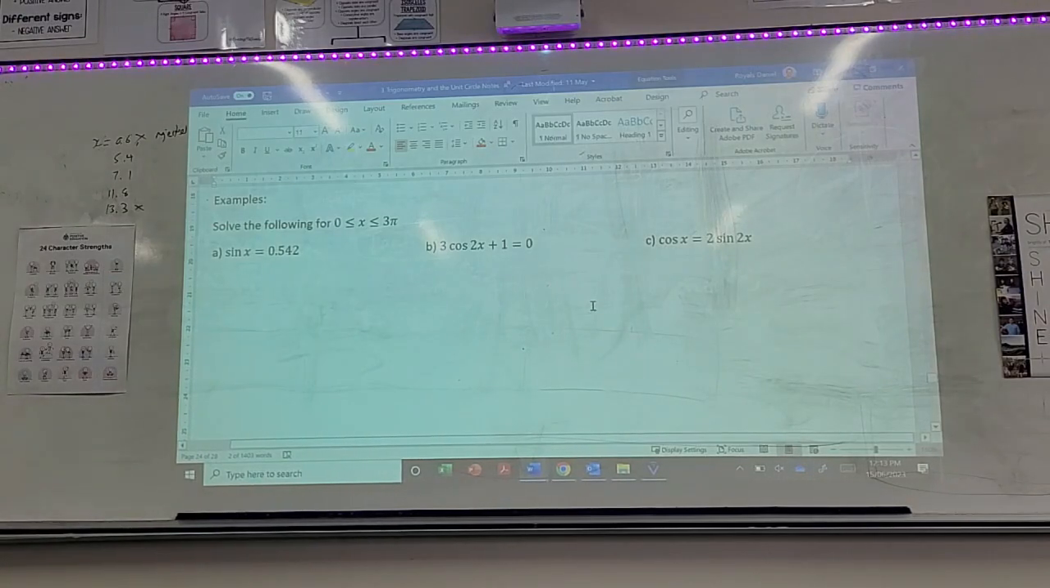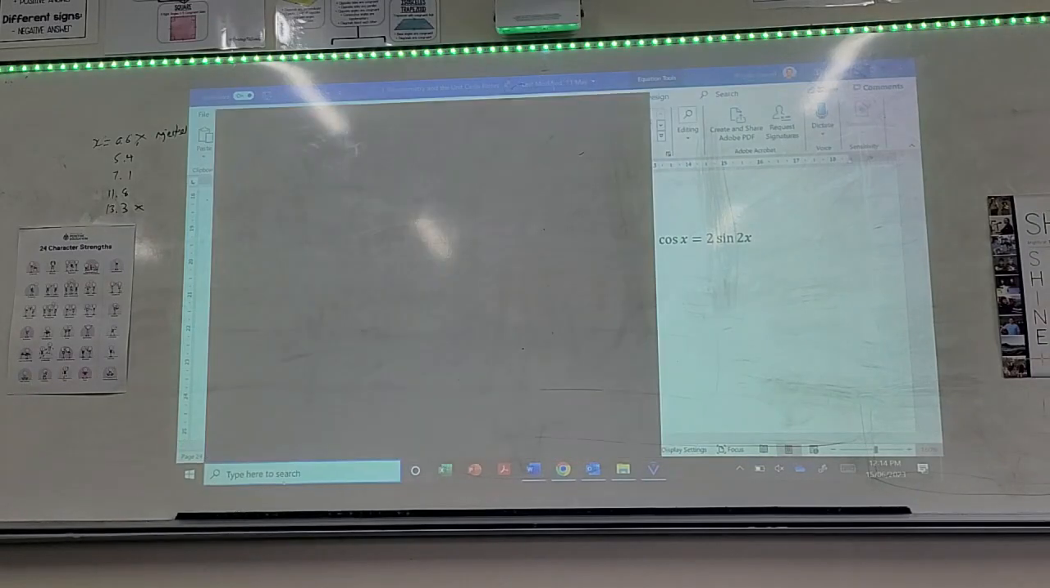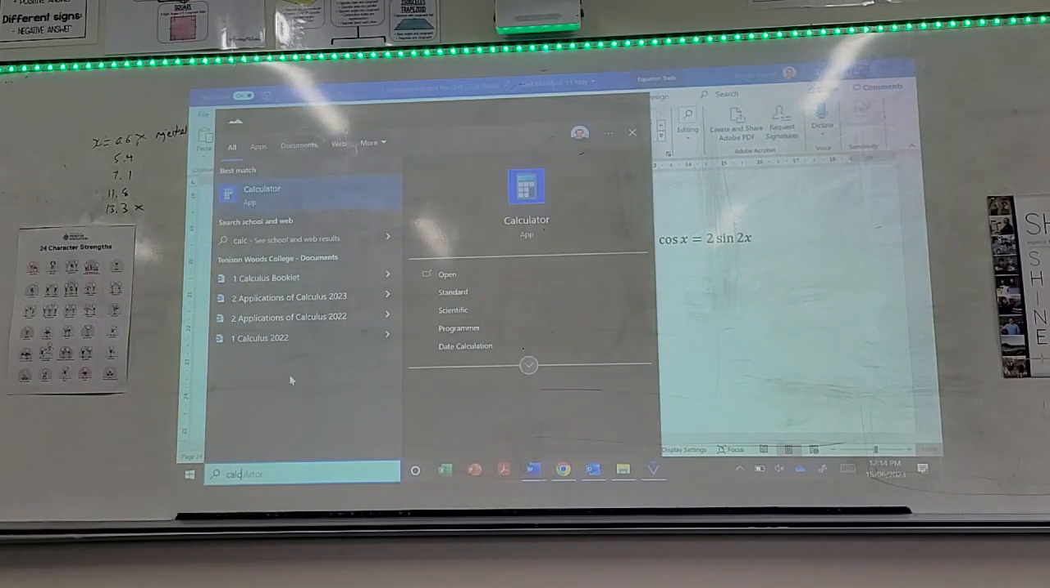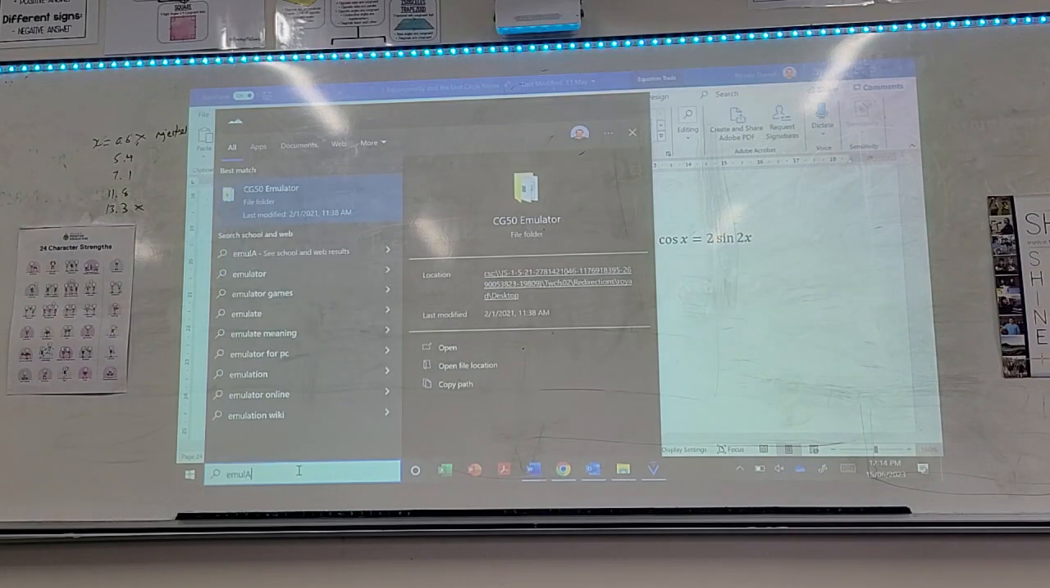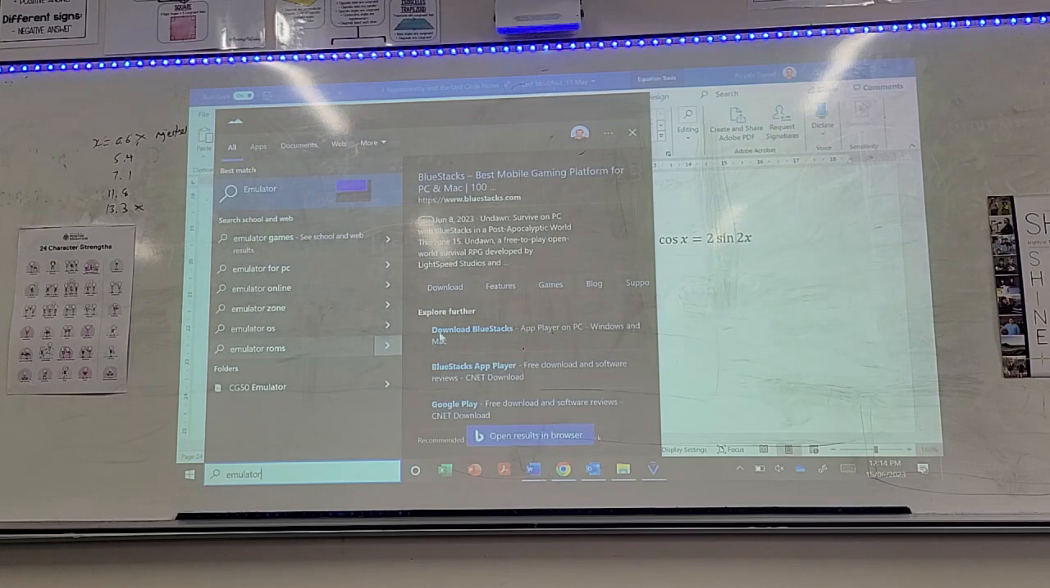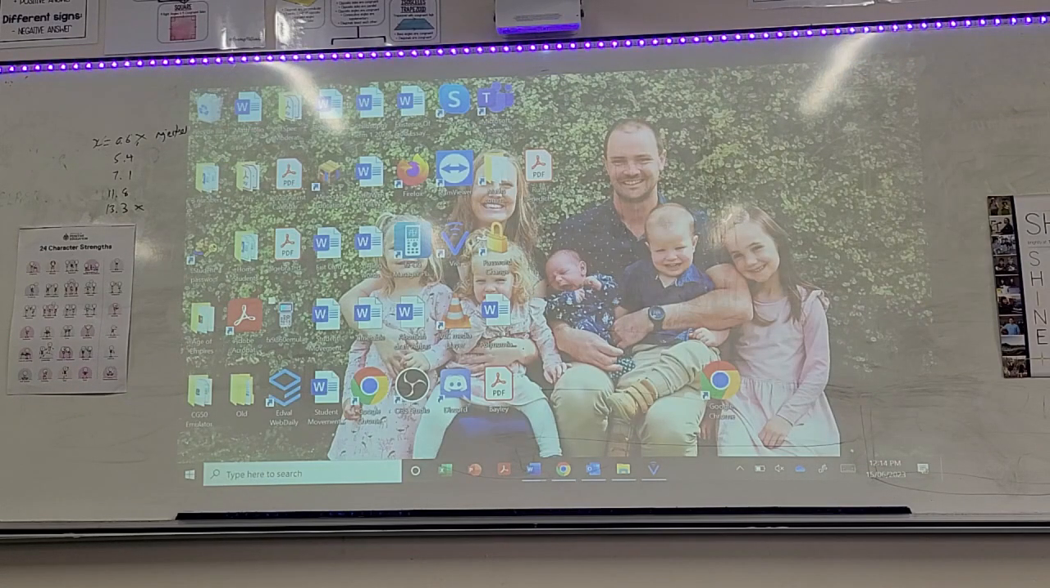There's a couple of ways of doing it. I think what I might do is, rather than using Desmos, I'll use the emulator. It's the CG50.